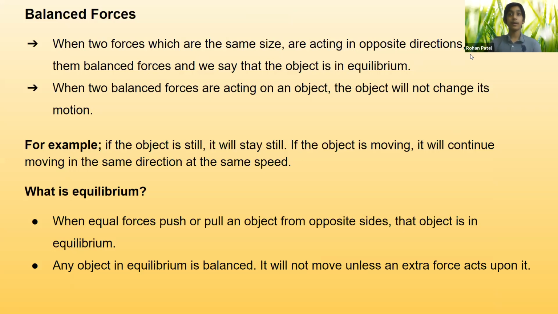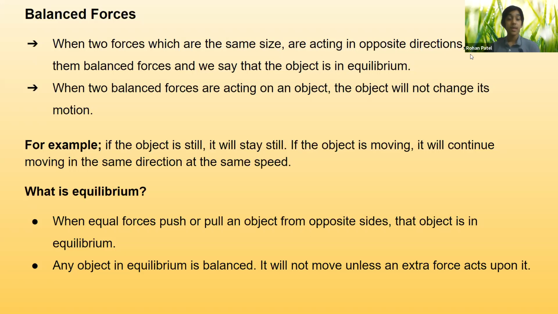For example, in a tug of war, if only two people are playing, one person on each side, and they pull with the exact same force, then of course it will be endless and nobody will win. It'll just end as a tie, unless someone slows down or someone has a higher force than the other person. For example, if the object is still, it will stay still. If the object is moving, it'll continue moving in the same direction at the same speed.